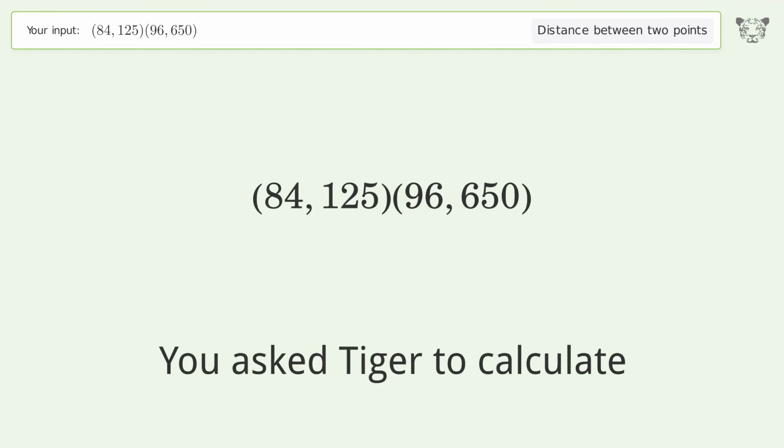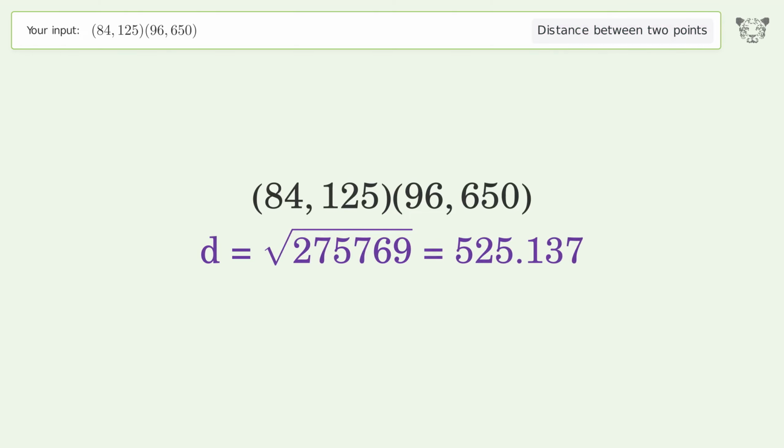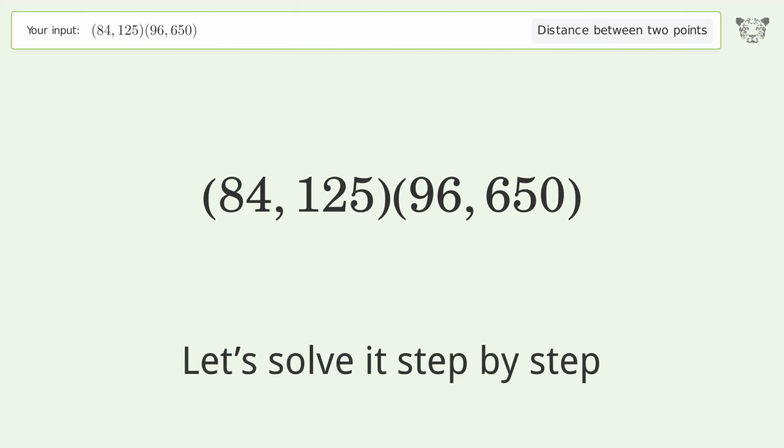You ask Tiger to calculate. This deals with the distance between 2 points. The distance between the 2 points is the square root of 275,769, or 525.137. Let's solve it step by step.